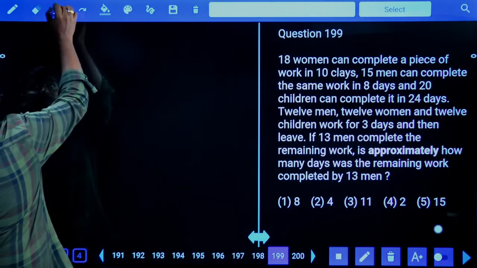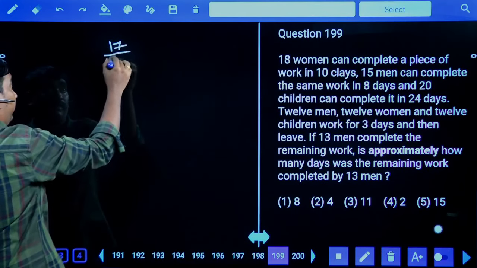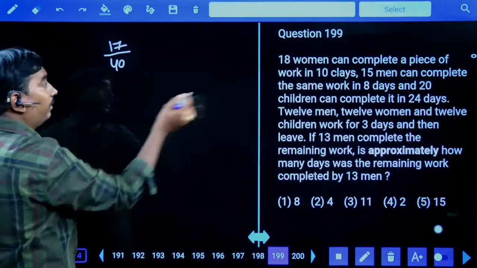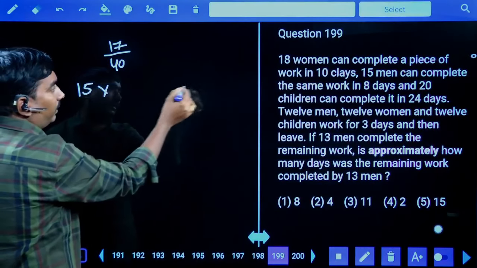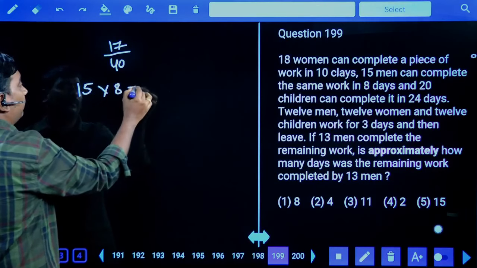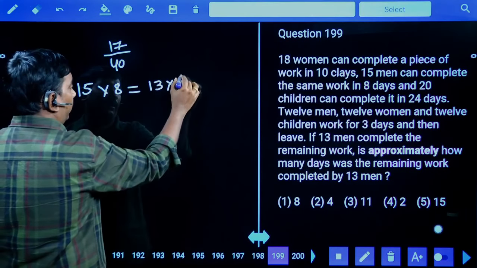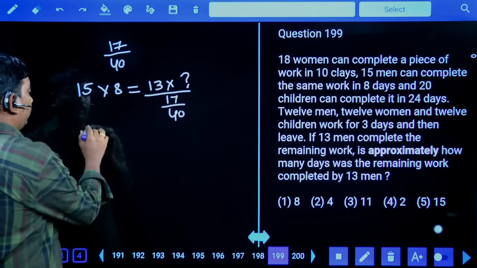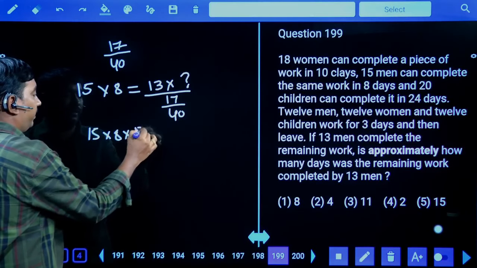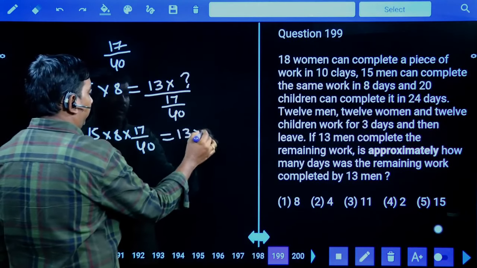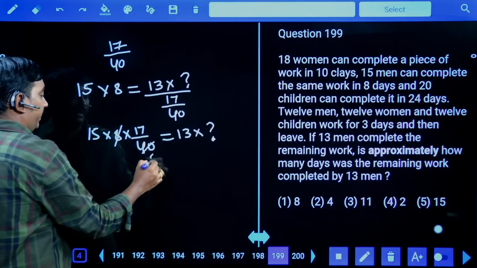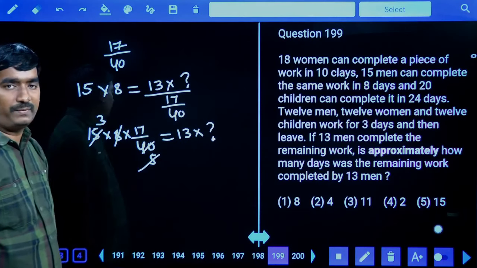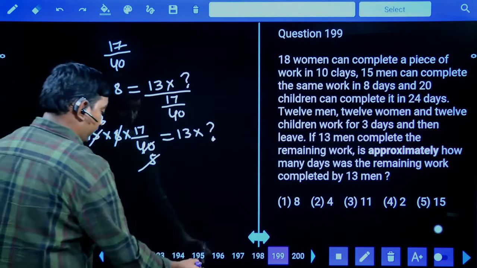Still we are left with 17 by 40th part of the work. That work has to be done by 13 men. 15 men can do the complete work in 8 days. Then 13 men, in how many days can they do 17 by 40th part of the work? So 15 into 8 into 17 by 40 is equal to 13 men in how many days? That comes to approximately 4 days.